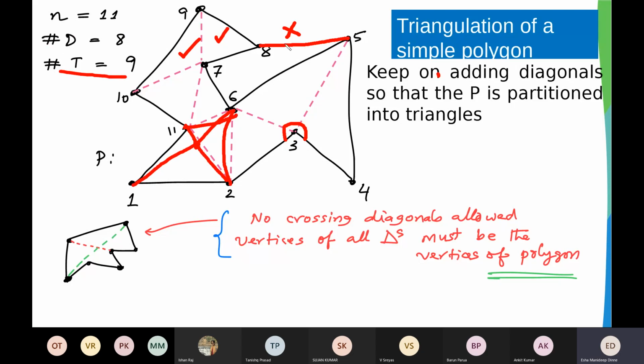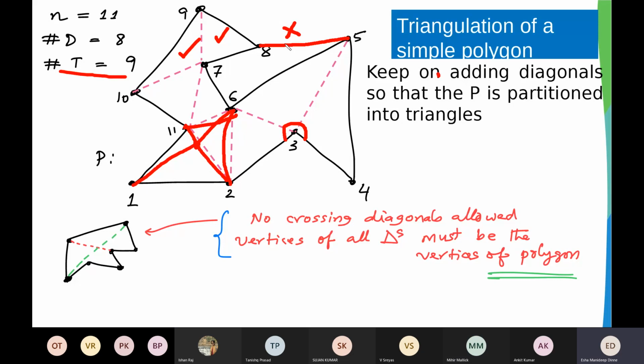So what do you guys think? Let's say for a polygon, do you think there exists a unique triangulation, or do you think there are multiple triangulations possible? What do you guys think? There should be multiple. Yeah, there should be multiple possible.